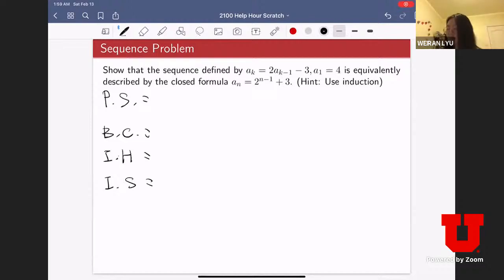All right, so let's just jump to the base case. We want to show that the first term in these two formulas are equal. We're given that the recursive one is a1 equals 4. And we just need to verify when n equals 1, the closed formula a1 is still equal to 4. So we have proved that the base case is true.